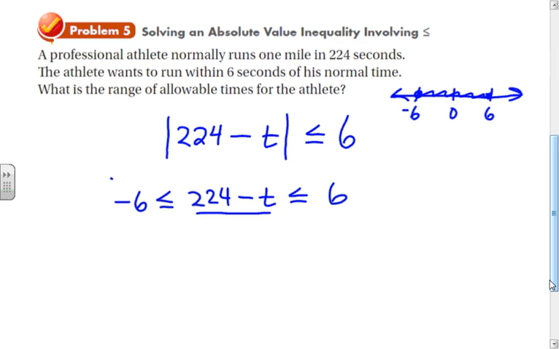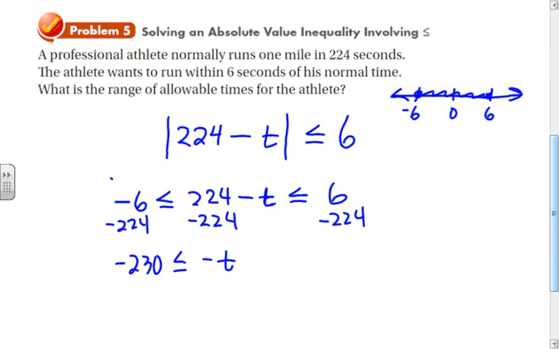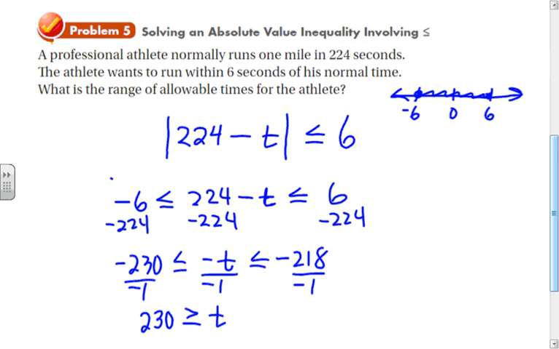Now to solve that, we're going to subtract 224, and we can do this all at once because it's really just two separate inequalities. Let's subtract 224 from all 3 parts. That gives us -230 is less than or equal to -t, which is less than or equal to -218. To get rid of this negative, we divide by -1, and when we divide by a negative, the signs change. So we get 230 is greater than or equal to t, which is greater than or equal to 218. We can see that our range of times needs to be between 218 and 230.